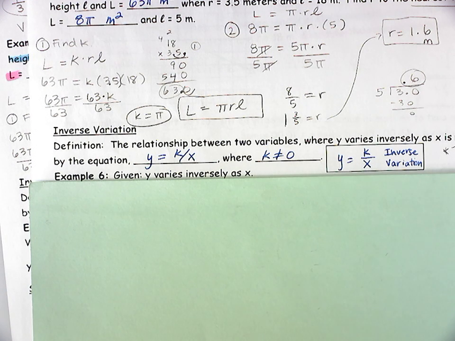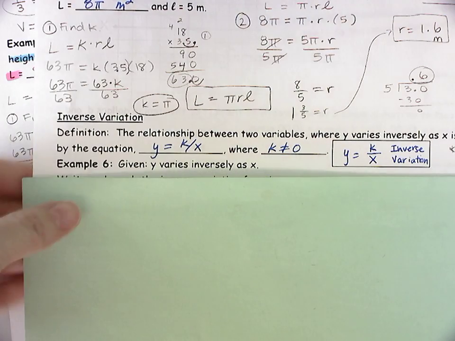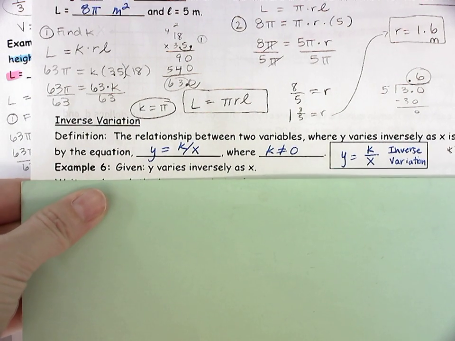And this is called what variation? Inverse. Okay, so if it's direct, you multiply the k and the x. If it's joint, you multiply the k, the x, the y, or z. And in inverse, you're going to divide the k and the x. Okay, do you guys have all that copied down?